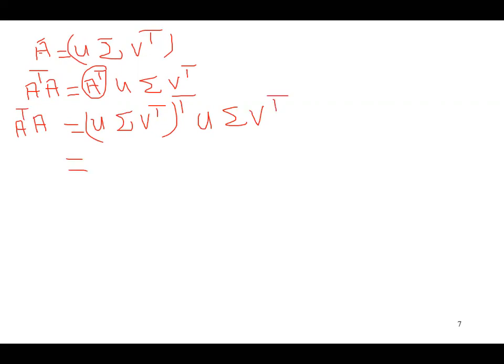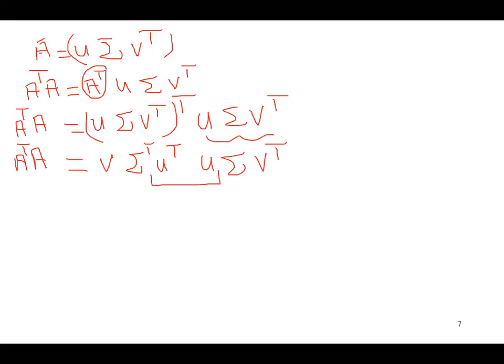This will be V sigma transpose, and then U transpose, and then this is just U sigma V transpose. So A transpose A is equal to that. If you see this, U transpose U is equal to identity.